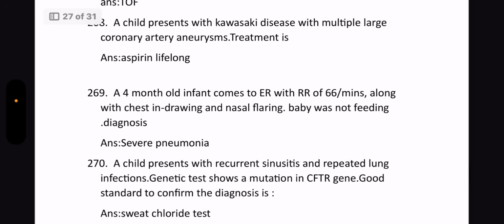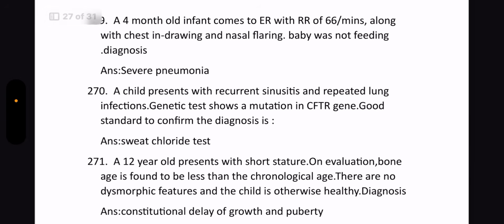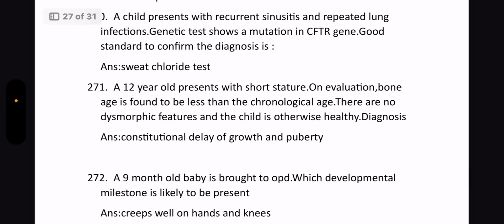Child presents with Kawasaki disease with multiple large coronary artery aneurysms. Treatment is aspirin lifelong. Next, 4-month-old infant comes to emergency with respiratory rate 66 per minute, chest indrawing, nasal flaring, baby is not feeding. Diagnosis: severe pneumonia. Next, child with recurrent sinusitis, repeated lung infection, genetic test shows mutation in CFTR gene. Gold standard is sweat chloride test.